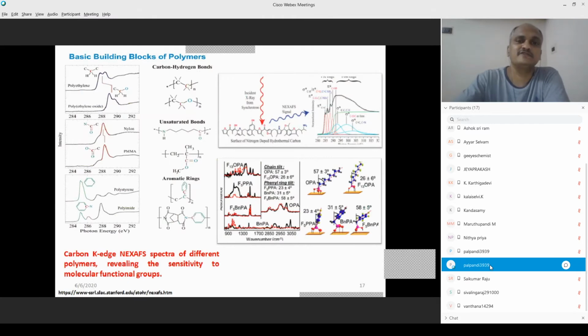The next one is that NEXAFS spectra can also be used to analyze the building blocks of polymers. For example, take two polymers, polyethylene and polyethylene oxide. In the first figure, the central carbon is attached to two carbons and two hydrogens. But in polyethylene oxide, the central carbon is attached to one carbon and another one is attached to oxygen. You can see the difference in the spectra.